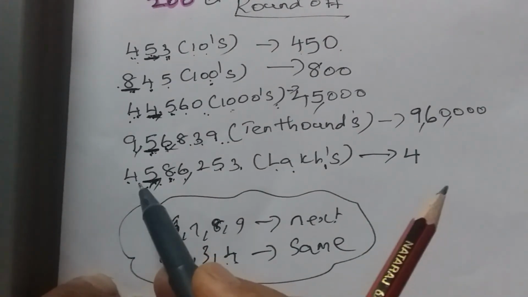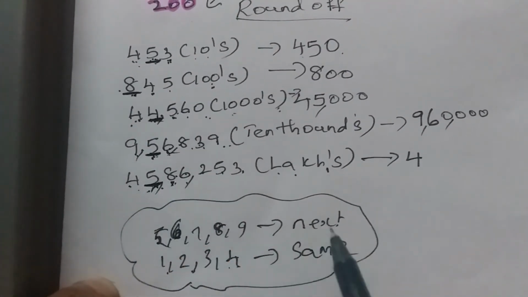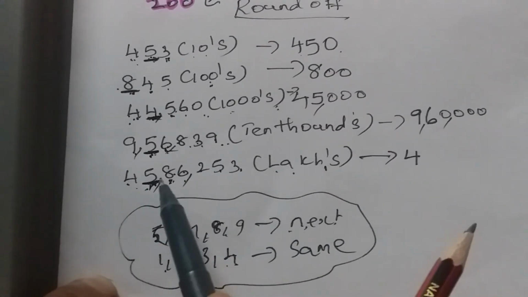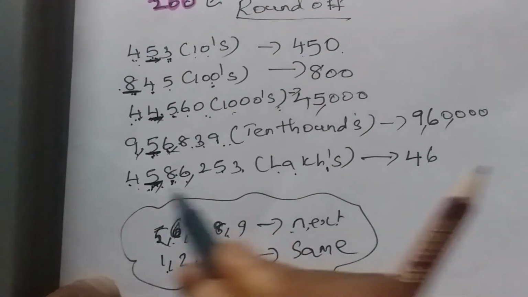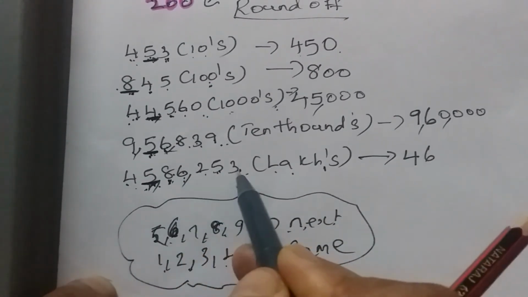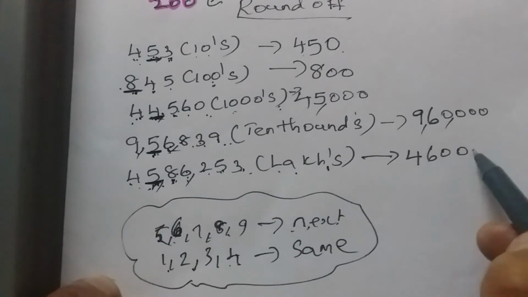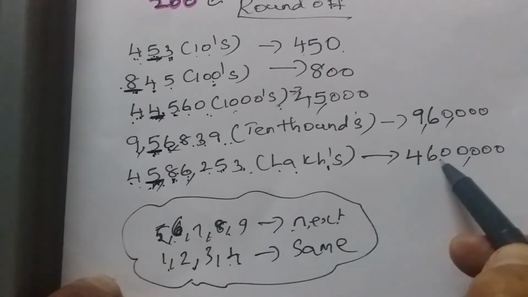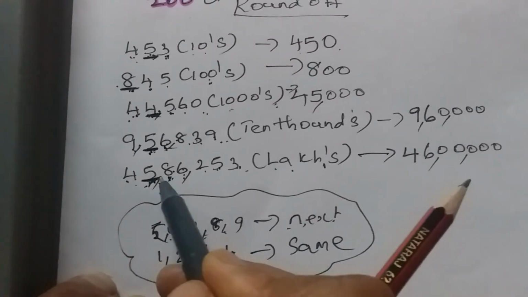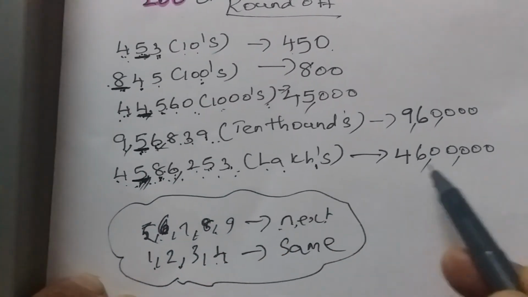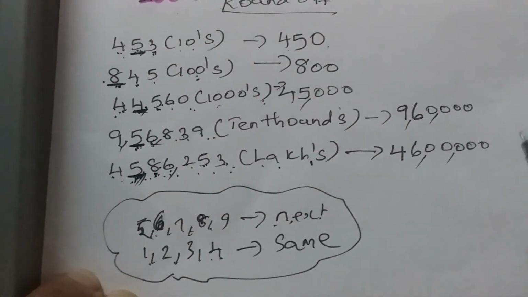So it is 4 as it is. Now next number is more than 5. We have to write the next number. So which is the next number which comes after 5? That is 6. And then what happens to the rest of the numbers? 0. So 0, 0, 0, 0. So how many zeros? 5 zeros. 1, 2, 3, 4, 5. Now put commas. Ones, tens, hundreds, comma, 1,000, 10,000, comma, lakhs, 10 lakhs. So 45 lakhs, 86,253 is nearest to 46 lakhs.